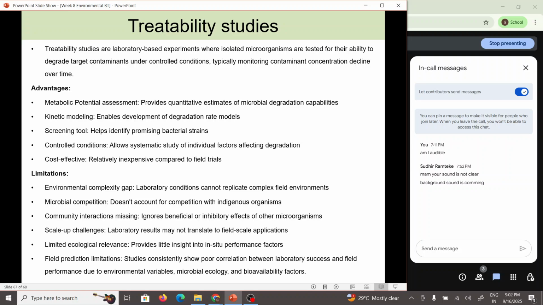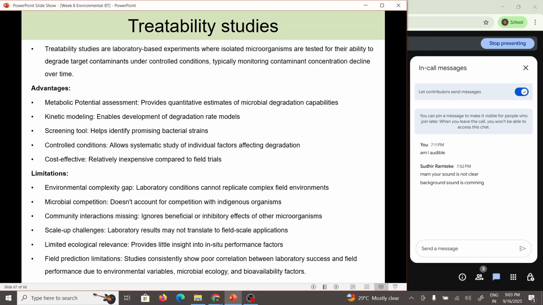Kinetic modeling in the sense we are going to model the rate of the microbial growth as well as the degradation of the contaminant. Both these aspects are involved in kinetic modeling. And next, it helps us in identifying promising bacterial strains that can be further used in bioaugmentation, or that can further be subjected to genetic engineering. And it also helps us identify under what conditions we get optimal results.